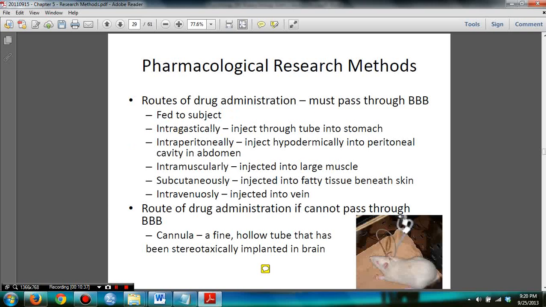And we all know that a drug must pass through the blood-brain barrier. And these are the methods of drug administration. You need to know them, all of these.